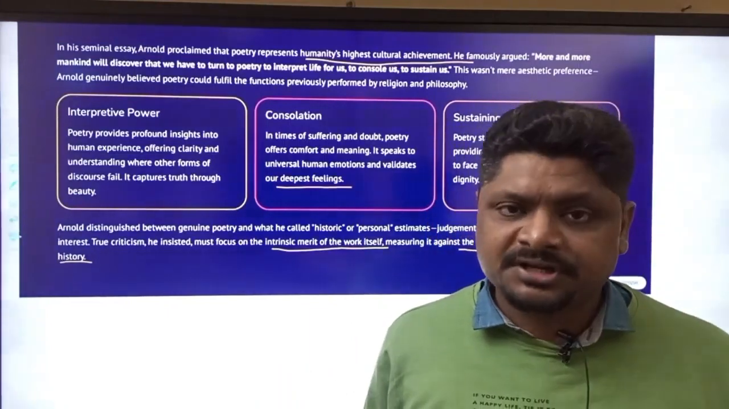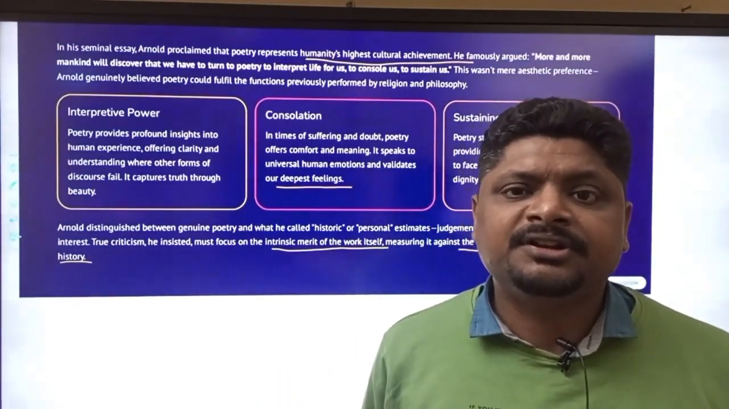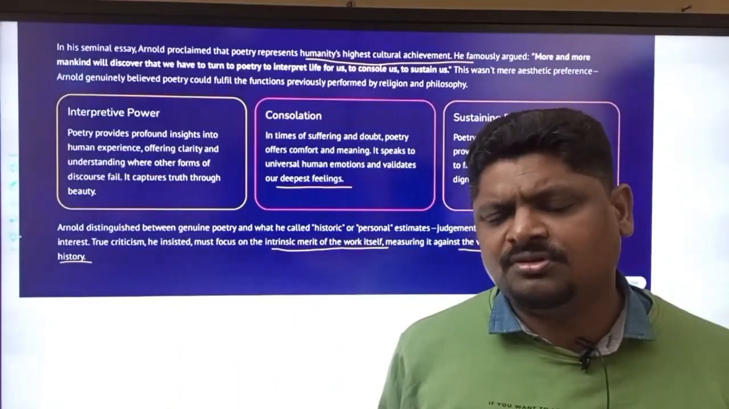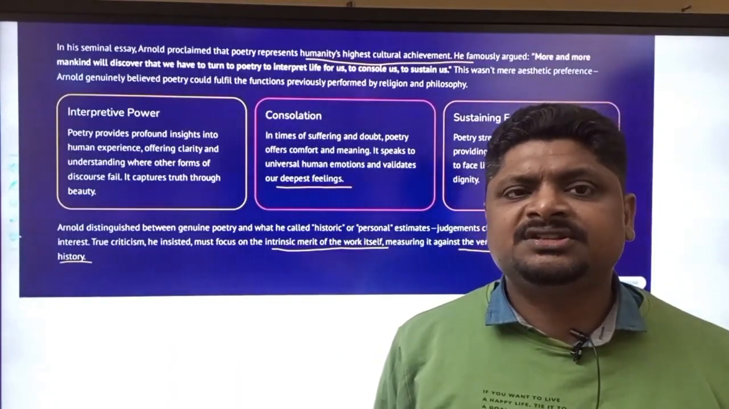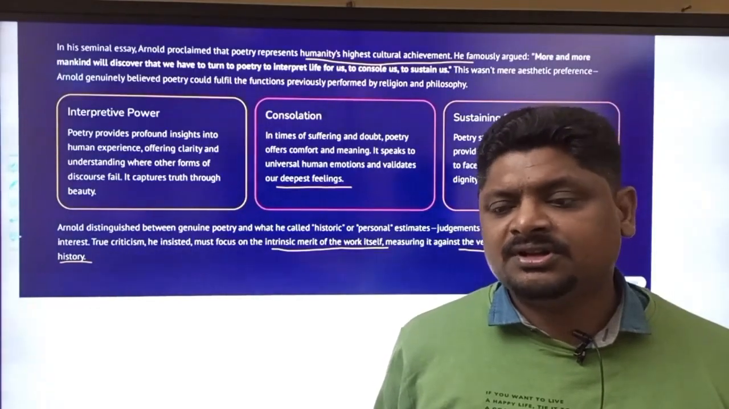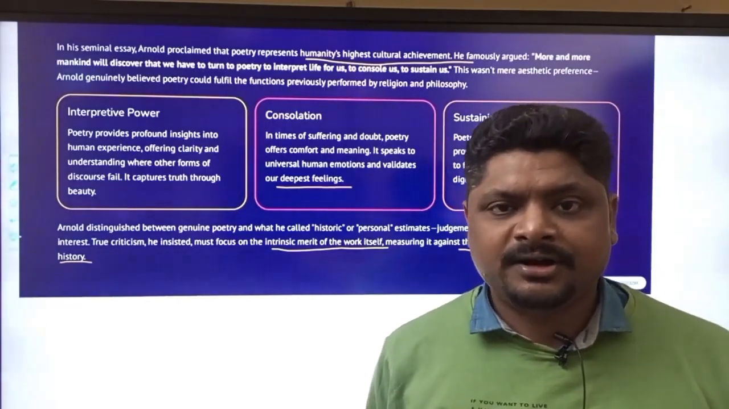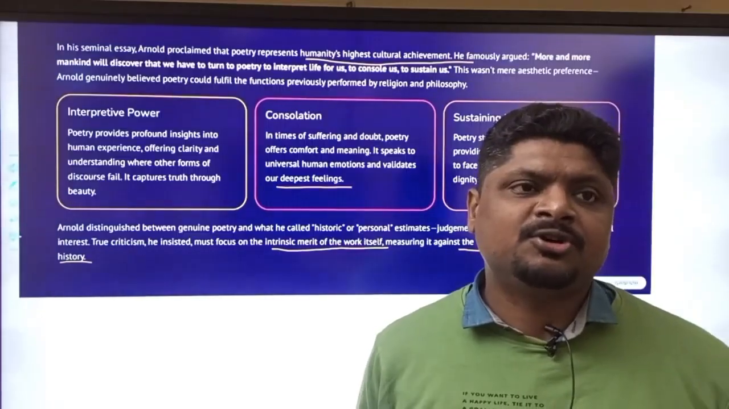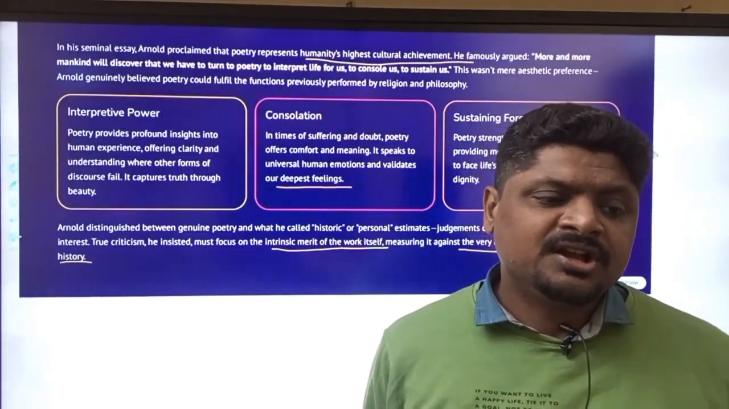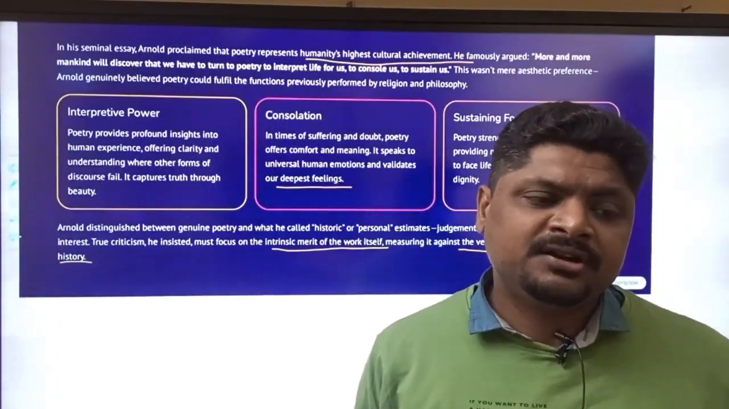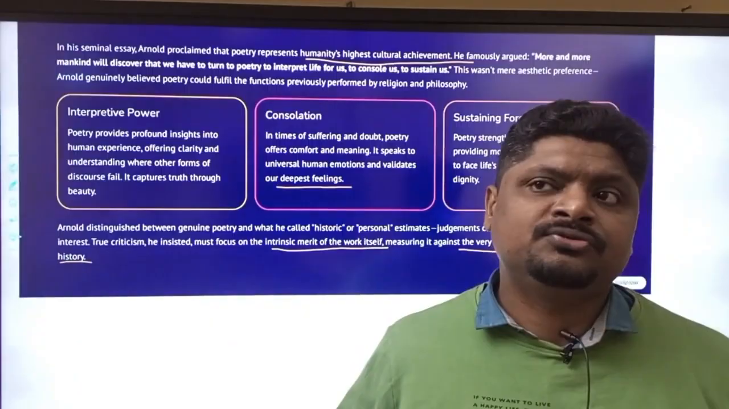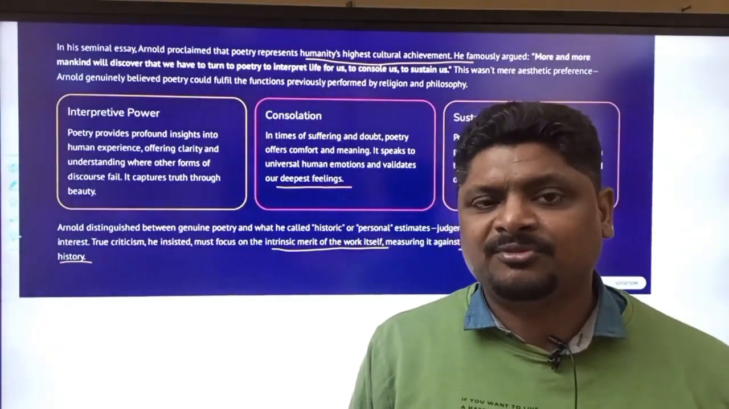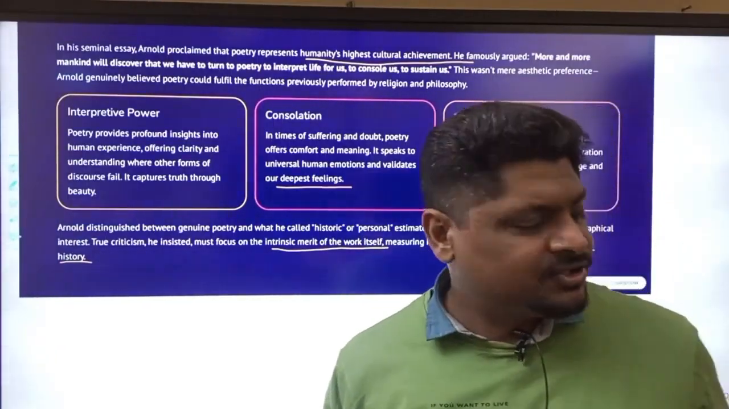And how do you evaluate? How do you analyze that merit? By measuring it with those best works in literary history. So, classics. Classics is one of the torchlights for Arnold, that we must make a comparative study. We must make a comparative analysis of what are the similarities and differences. Are these aspects at par with that? Is it qualified in comparison to those classic works? Based on that, we can see the highest form of art. So that was Arnold's true criticism.